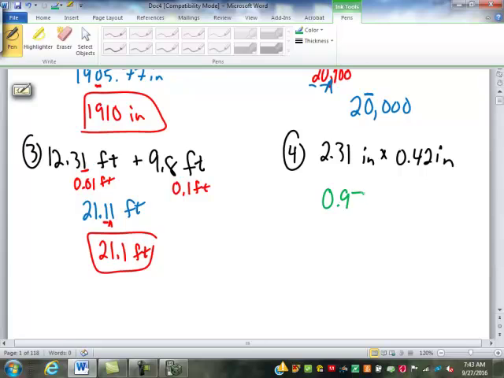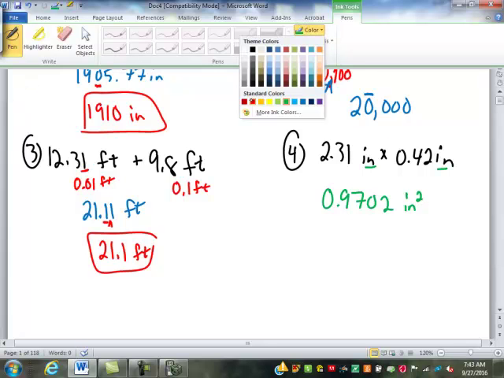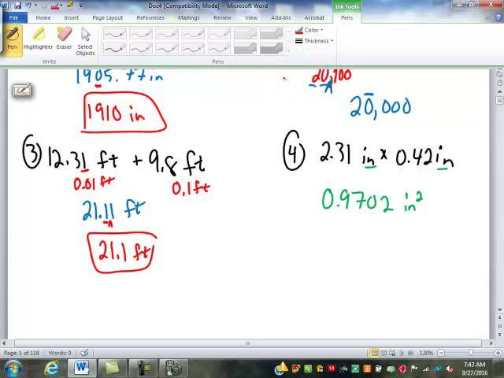0.9702. Inches times inches will be inches squared. Where do we need to round this? Yeah. This has 3 significant digits. This only has 2 significant digits. So we have to round to 2 significant digits. We're going to round right there. So 0.97 inches squared. Anybody have any major questions on that?